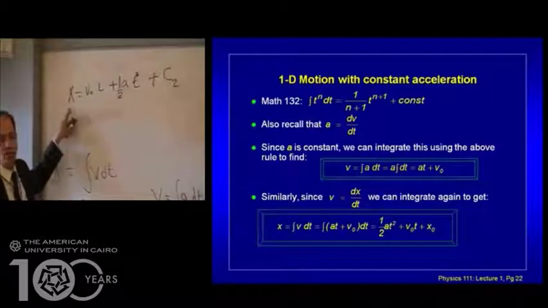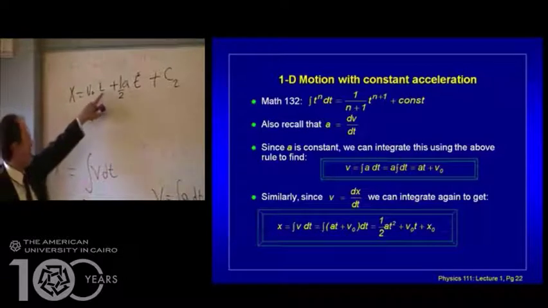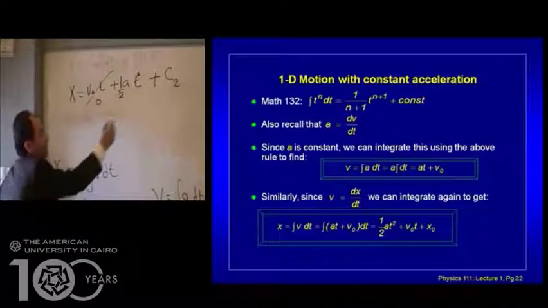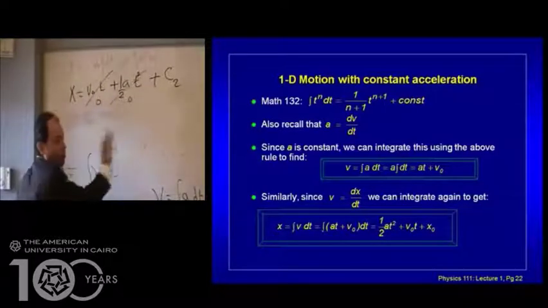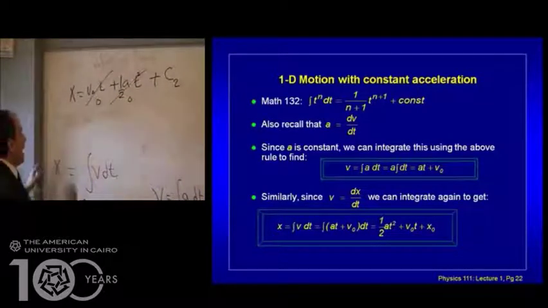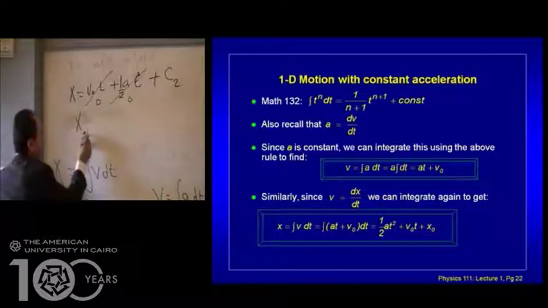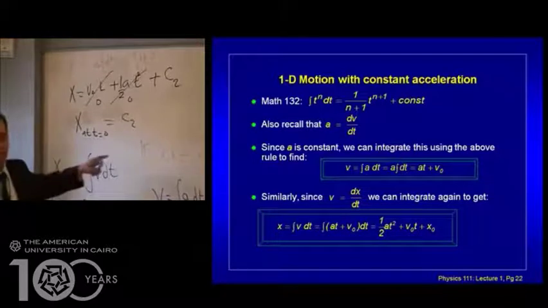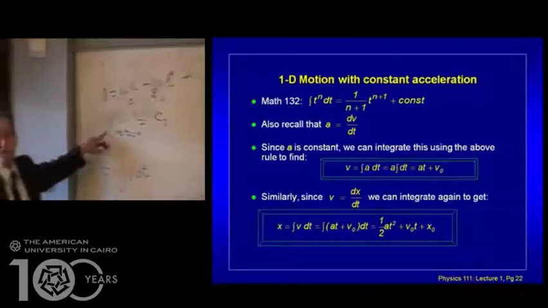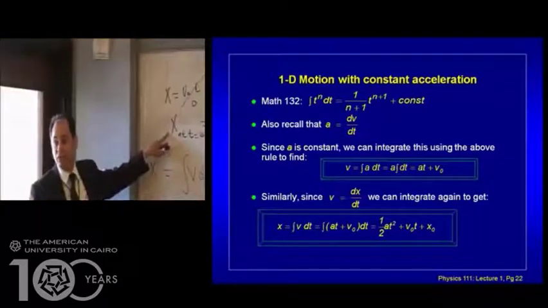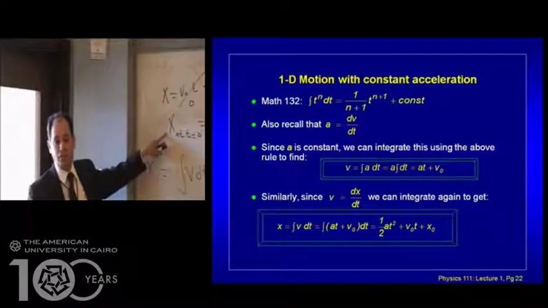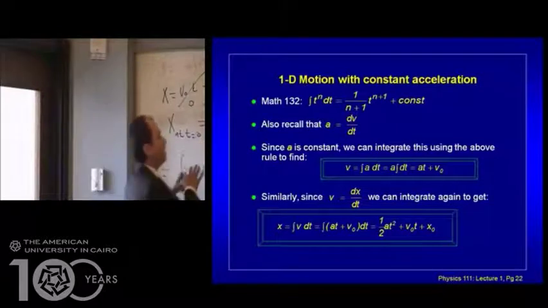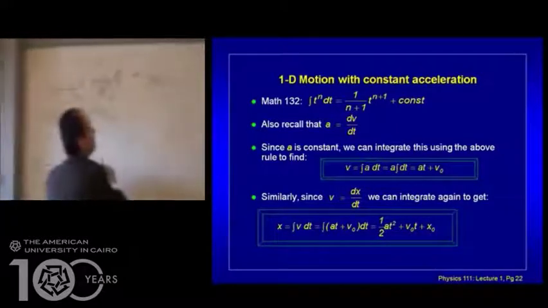Meter. It has to have the same unit as the left-hand side. At time equal to 0, look at that equation. At time equal to 0, that whole term is 0, only at time equal to 0. Then x at time equal to 0 will equal C2. That means that C2 is the displacement at time equal to 0. It's the initial position. C2 is the initial position. So I can write that C2 as x0.